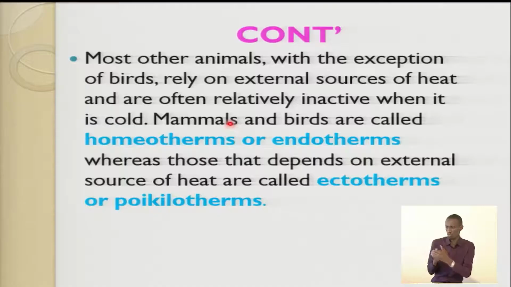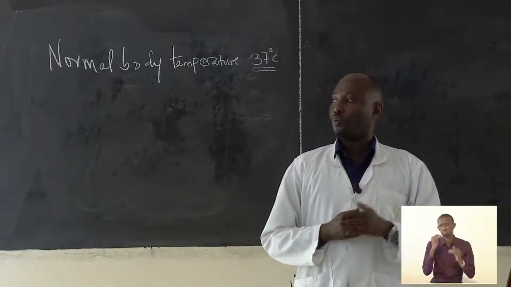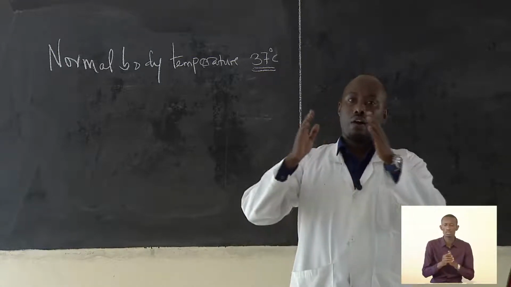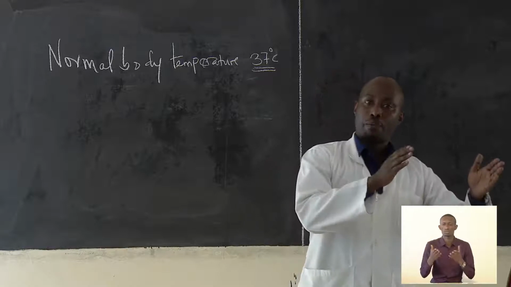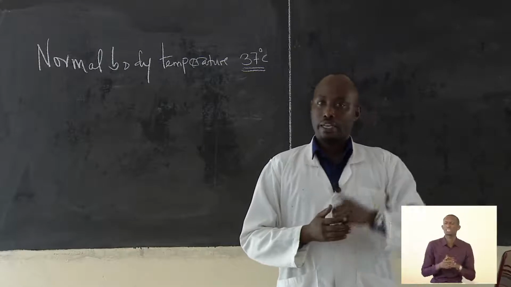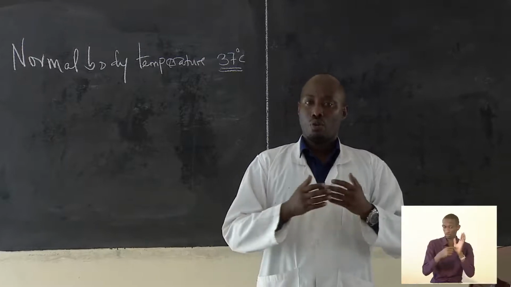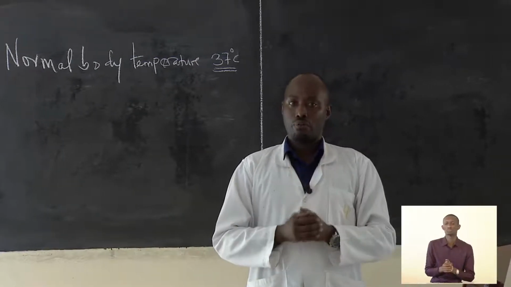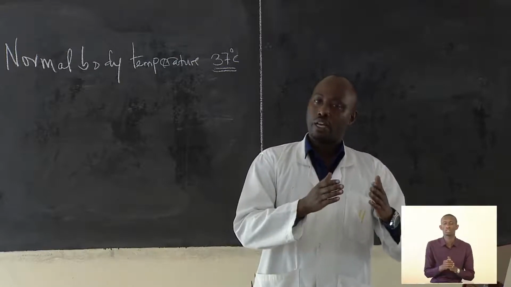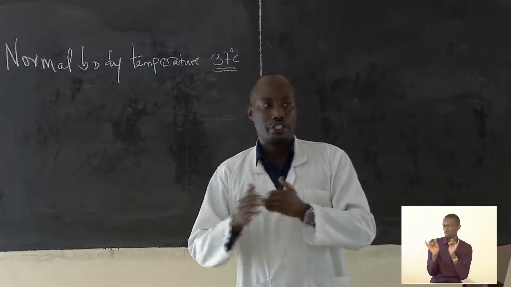Mammals and birds are called homeothermic or endothermic. Student, I want to ask you, what do you understand by endotherms or homeotherms? These are organisms whose body temperature remains constant regardless of external factors. Take an example like human. Human is an example of homeotherms or endotherms, because our body temperature has to be maintained constantly at 37 degrees Celsius.